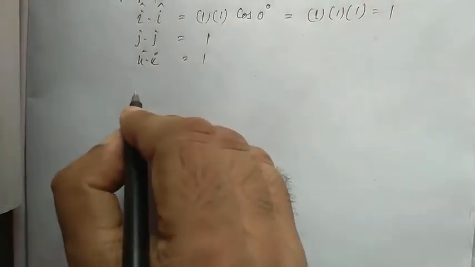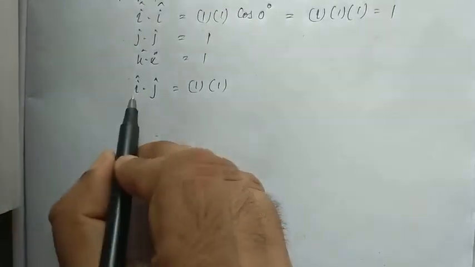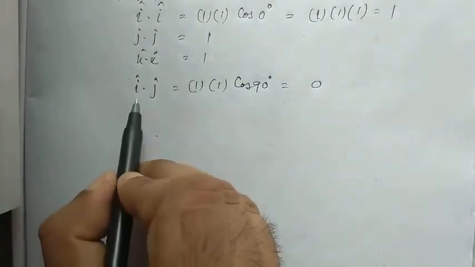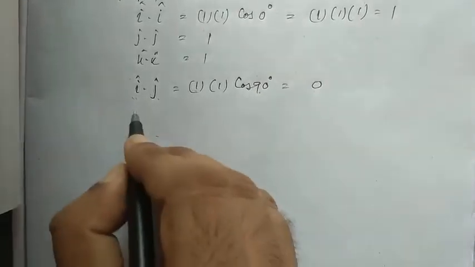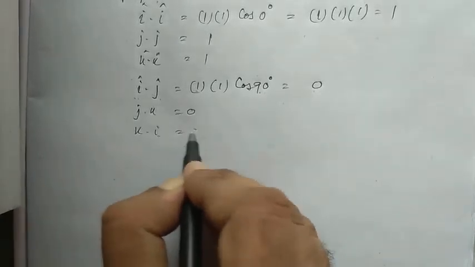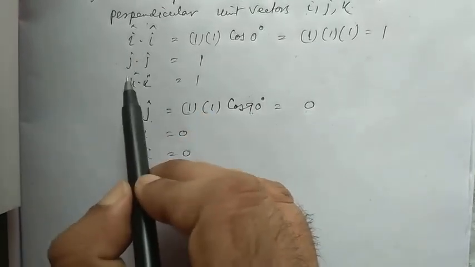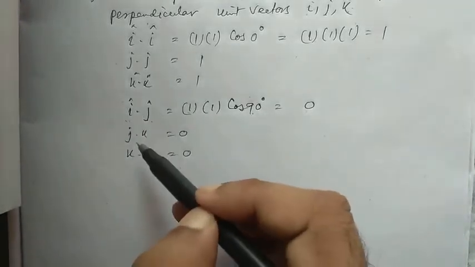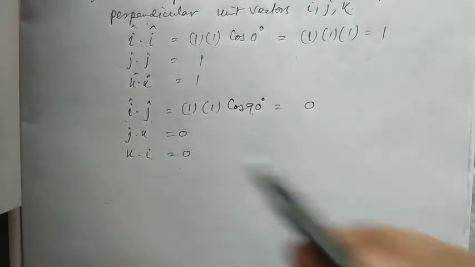But if we multiply i dot j, this results in a different answer. Both are unit vectors of magnitude 1, and the result will be 0, because the angle between i and j, the x and y axes, is 90 degrees, and cos 90 is 0. Similarly, for other dissimilar vectors, j dot k results in 0, k dot i results in 0. So for the dot product, the similar vectors i dot i, j dot j, k dot k result in 1, whereas dissimilar vectors i dot j, j dot k or k dot j, as they are all commutative, all result in 0.